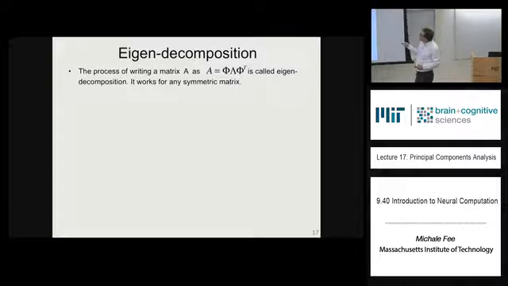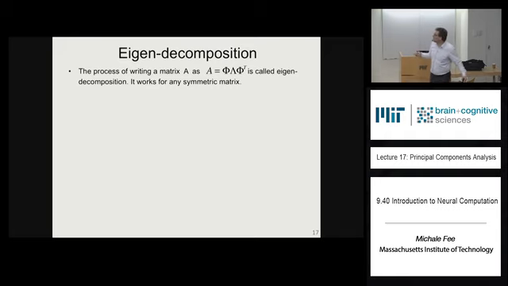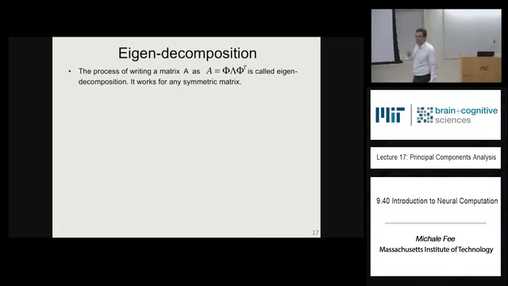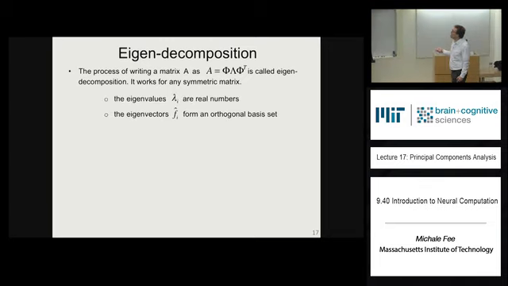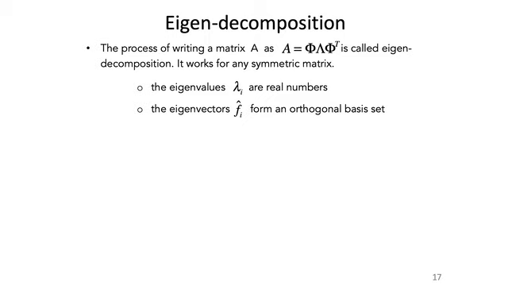So the process of writing a matrix as phi lambda phi transpose is called eigendecomposition of this matrix A. If you have a matrix that you can write in that form, it is called eigendecomposition. The lambdas, the diagonal elements of this lambda matrix, are real, and they're the eigenvalues. The columns of phi are the eigenvectors, and they form an orthogonal basis set.